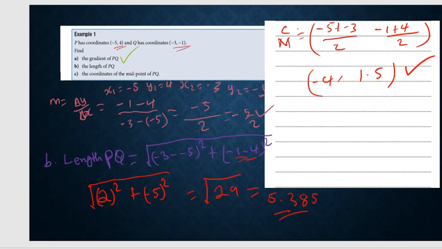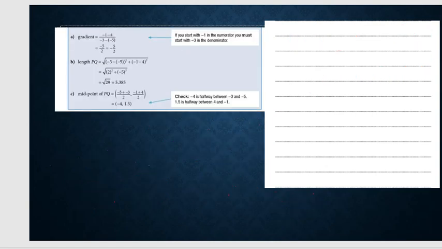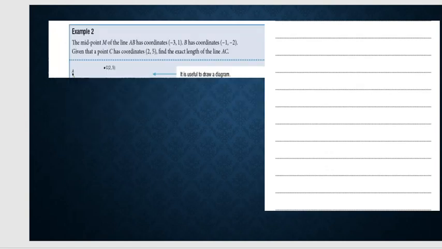Test your understanding. Kindly check the answer that we have just solved. Example 2. The midpoint M of the line AB has coordinate negative 3 and 1. B has coordinate negative 1 and negative 2. Given that a point C has coordinate 2, 5, find the exact length of the line AC.